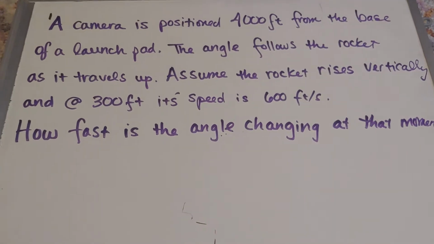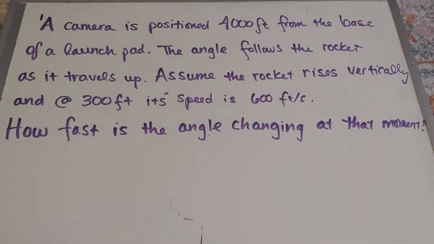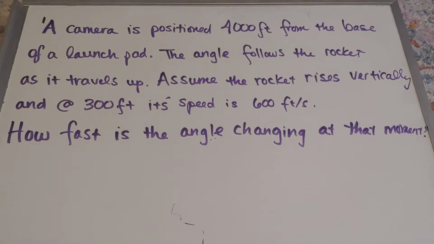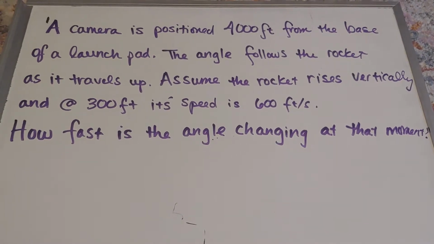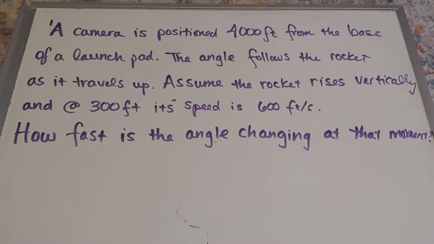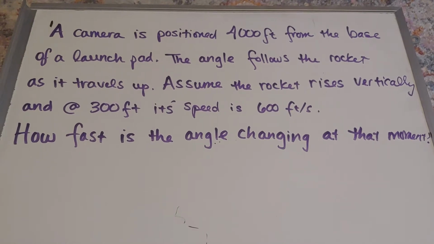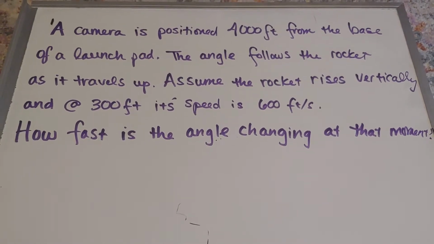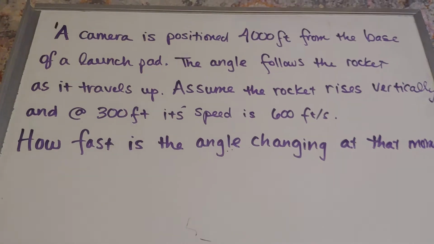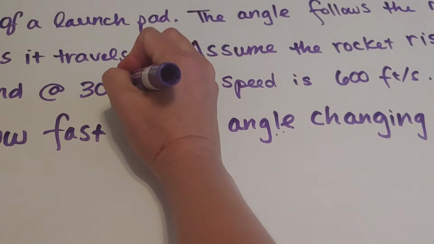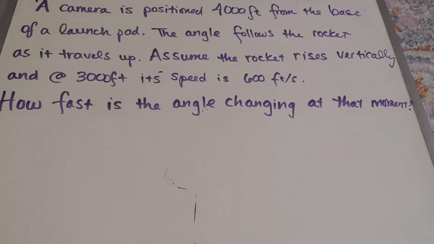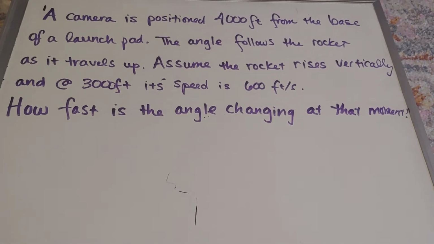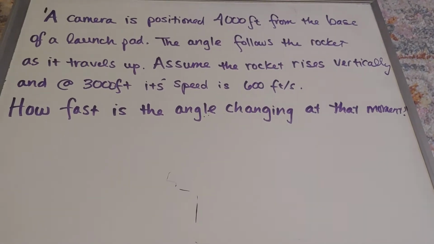In this video, we're going to look at a related rates problem that involves an angle. It says a camera is positioned 4,000 feet from the base of a launch pad. The angle follows the rocket as it travels up. Assume the rocket rises vertically, and at, I think it's supposed to be, 3,000 feet, its speed is 600 feet per second. How fast is the angle changing at that moment?